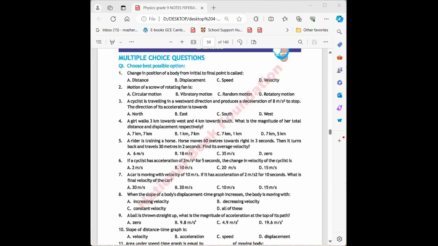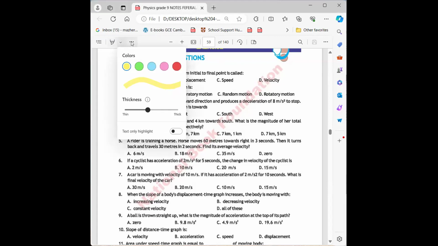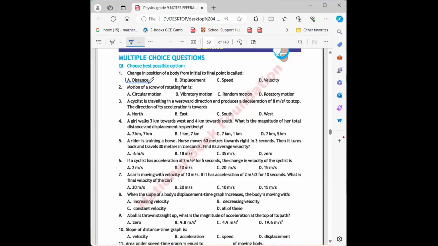The question number 1 is displacement. Change in position of a body from initial to final point is called displacement. It is the shortest distance, so we call it displacement. Okay. It's not shortest distance, so distance will come. And next is the motion of a screw of a rotating fan. A rotating fan is a rotatory motion.